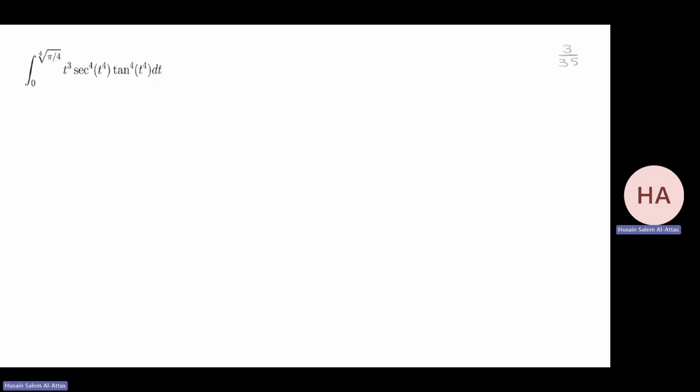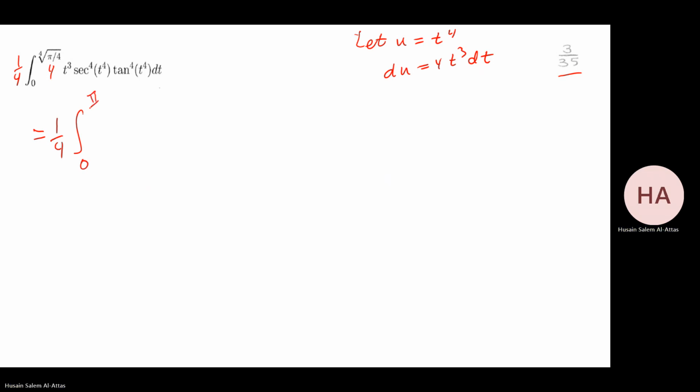t to the power 3, secant to the power 4, tan to the power 4. Okay. Yeah, let u equal t to the power 4. This is the answer, by the way. So du will be 4 t cube dt. Okay, so I need 4 here and 1 over 4 outside. So that will be 1 over 4 integral of what? 0 to pi over 4. t to the power 4 will kill this one, will kill the 4th root.